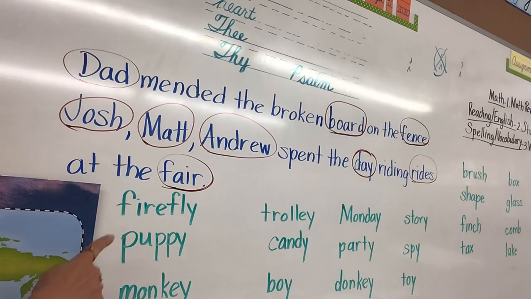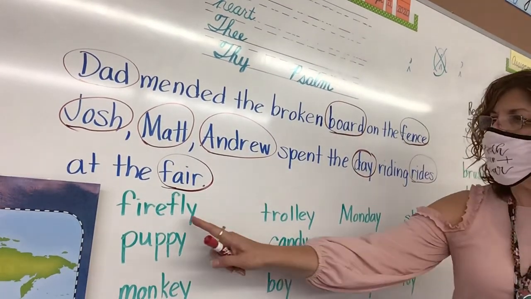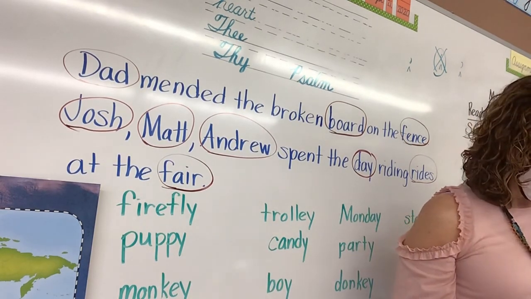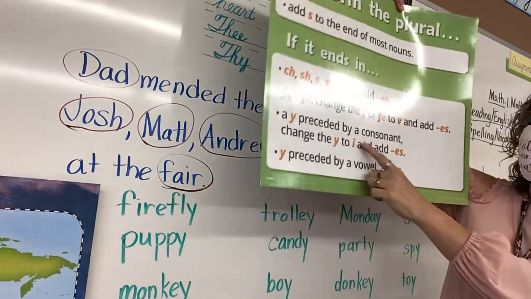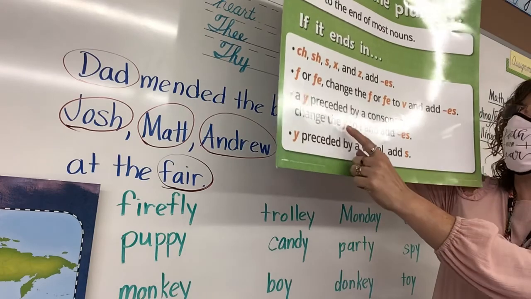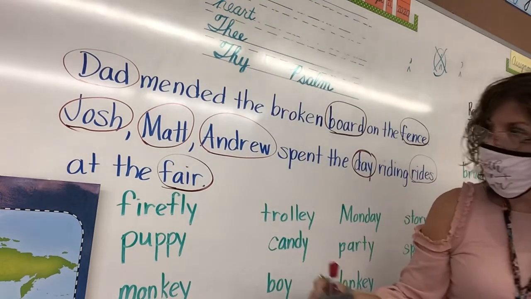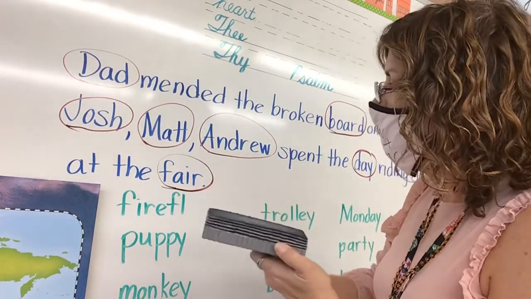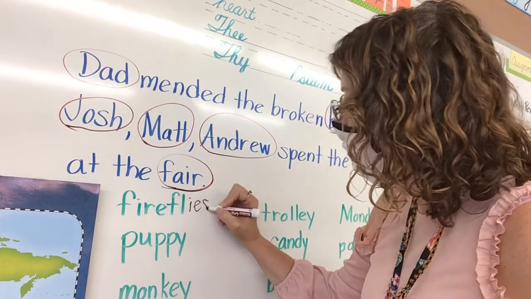Put your pencils down. All right, what is this first word? Firefly. So, what is in front of that Y? L. Is L a vowel or a consonant? Consonant. So, since it's a consonant, it tells us to change the Y to an I and add ES. So, we're going to get rid of that Y, change it to an I, and add ES.